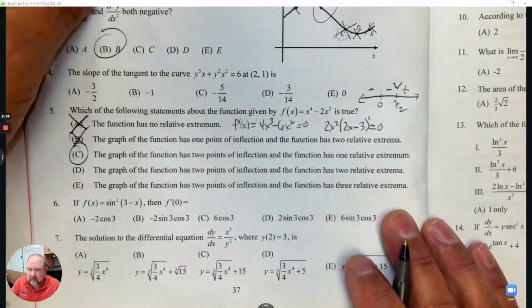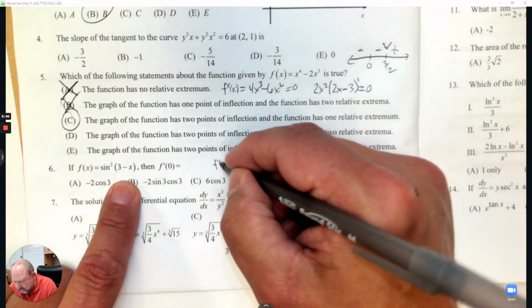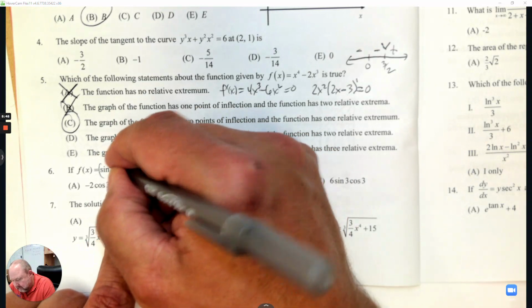If you want to find a point of inflection, you have to take the derivative again, set it equal to 0, and draw a number line. All right, number 6. I think we can answer it right here. What's the derivative here? So remember, this is like it's squared, like so.